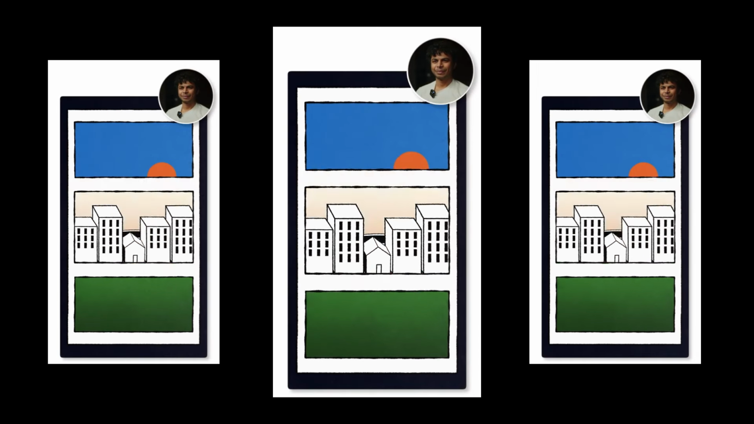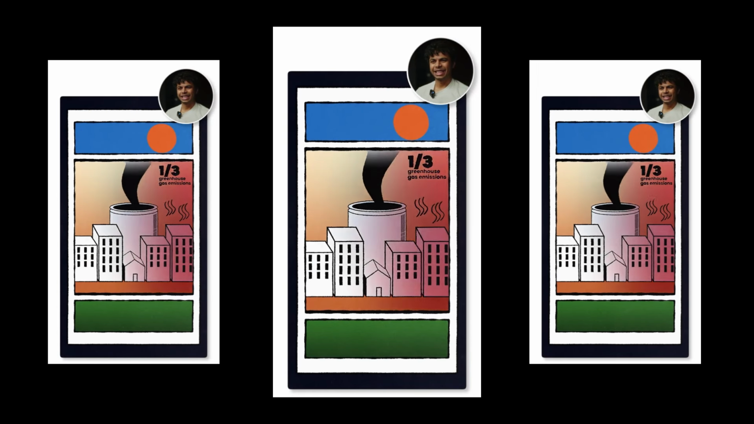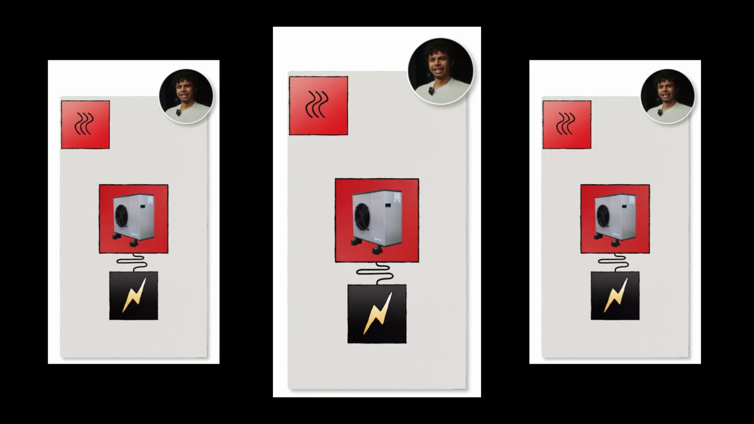Buildings are responsible for 1/3 of greenhouse emissions, and about half of that comes from heating. But today, we have heat pumps. These run on electricity, and it can both heat and cool.